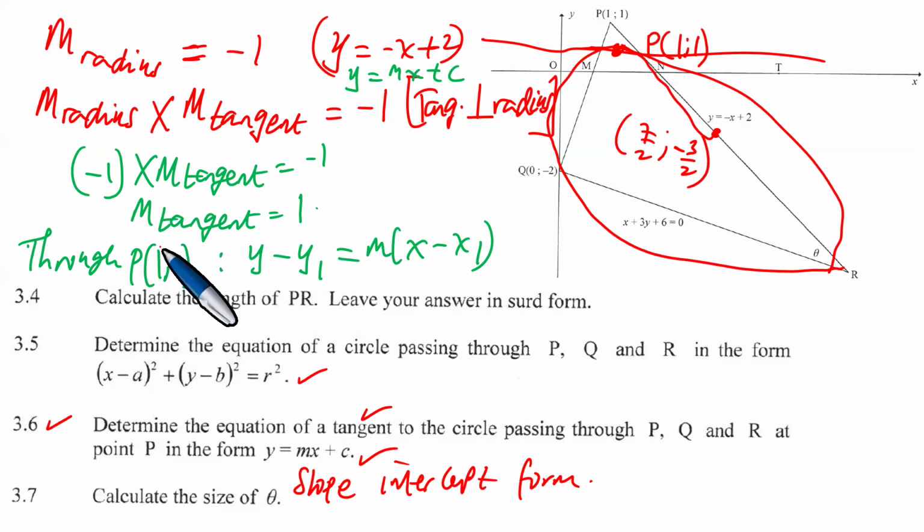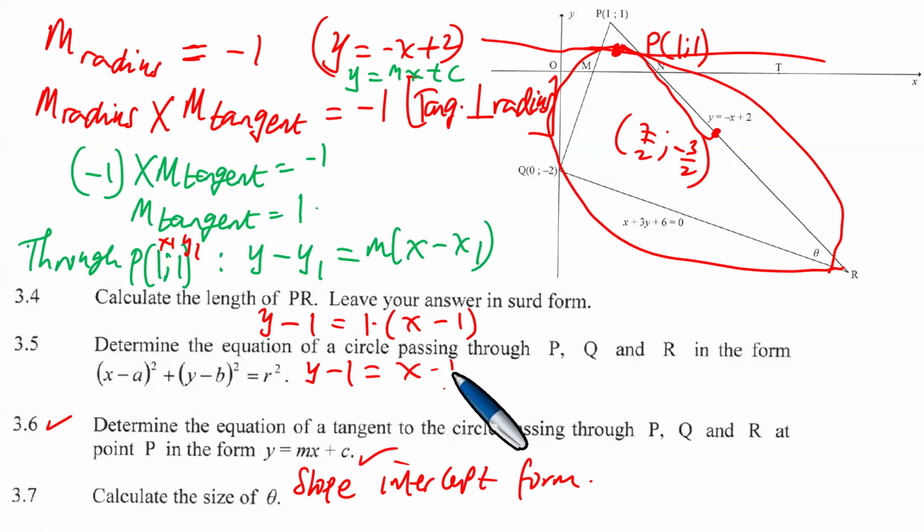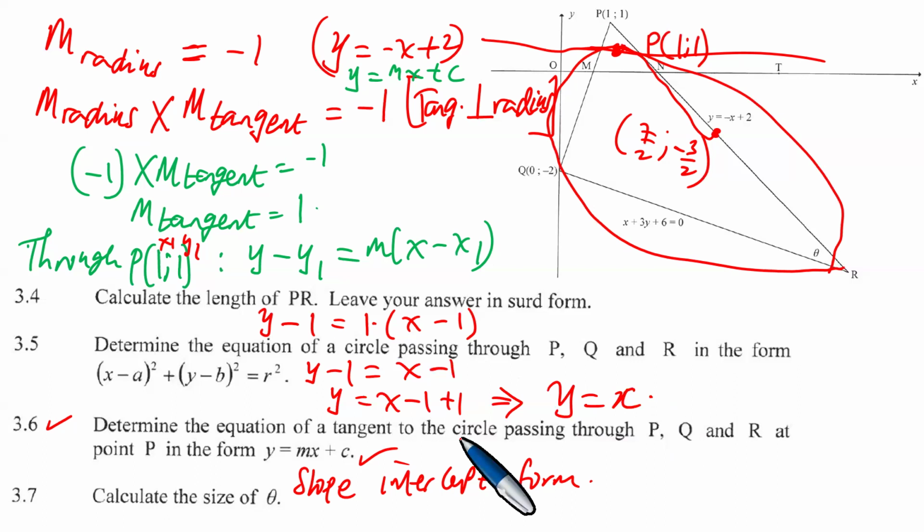Okay, we continue. With x1, y1, the m is 1, so y minus 1 equals x minus 1. Then you bring the minus one across, so it becomes plus one, which implies that y equals x. Okay, we found the equation of the line that the examiner wants.